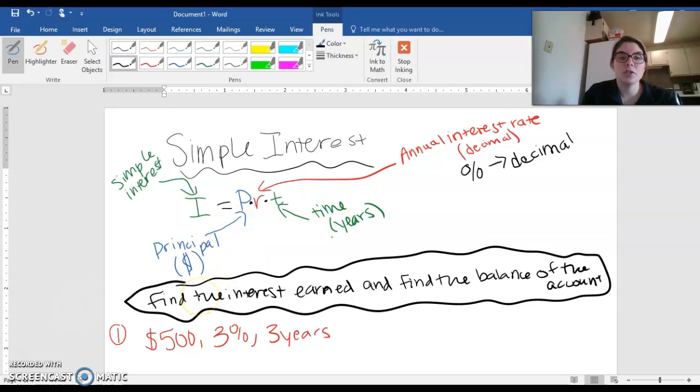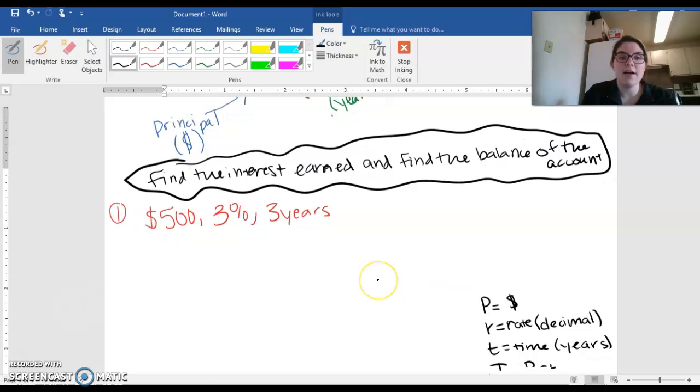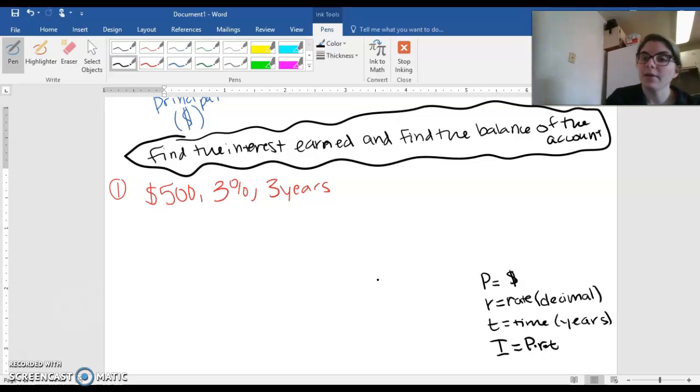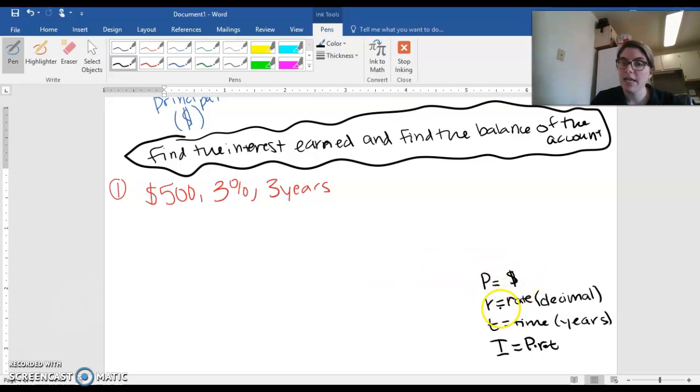Okay. So our two things we're going to be doing today is we're going to find the interest earned, and then we're going to find the balance on the account. Okay, so let's say I have a savings account and I put in $500, it's going to have 3% interest for 3 years. So I need to figure out how much interest am I going to earn, and then I need to figure out what is the total balance going to be on the account. So I have my principal, which is going to be the money, the rate, which I'm going to change to be a decimal, and then I have the time, which I need to be in years. And then my equation is I equals P times R times T.